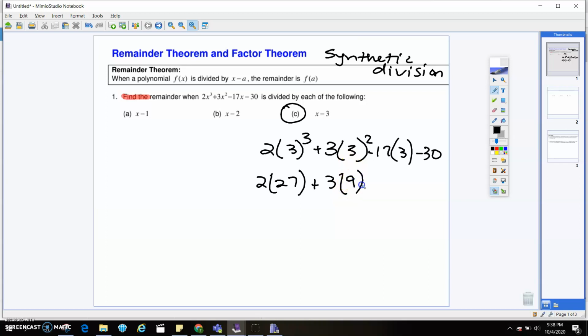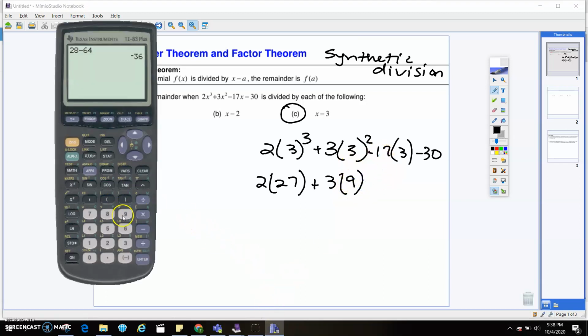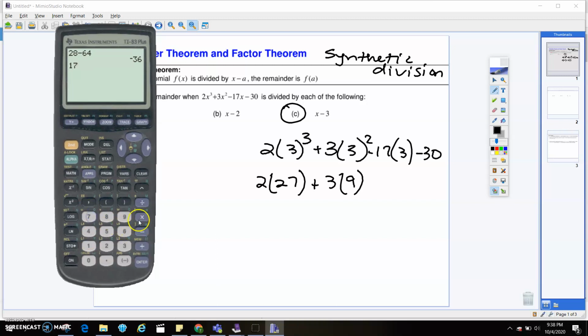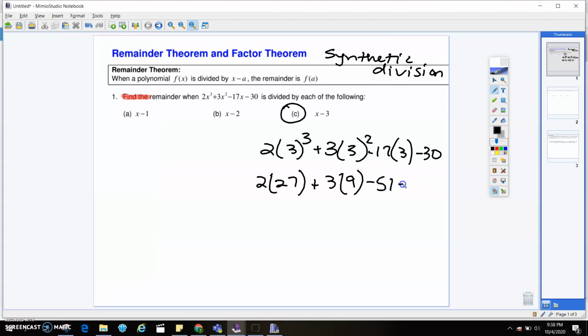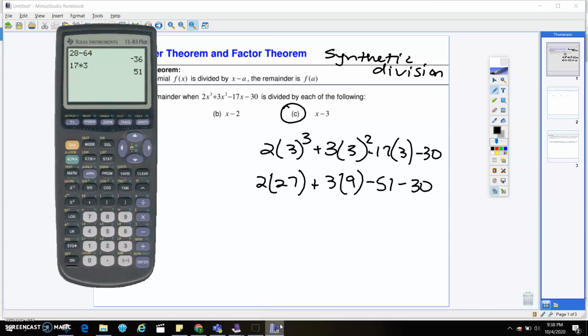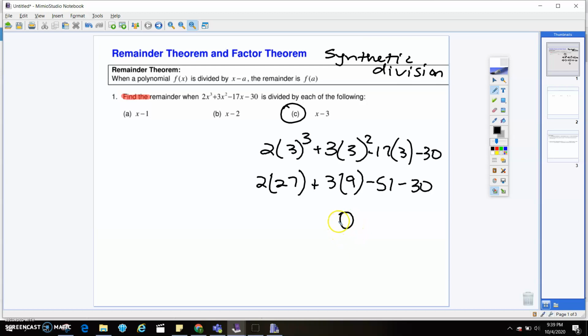3 to the second power is 9. And again, I'm going to have to use my handy dandy calculator because, you know, mental math is tough. Minus 51 minus 30. And I'm going to plug this entire thing into my calculator so we can save a little bit of time. Make sure that you use your parentheses because otherwise it's going to mess you up. 3 times 9 minus 51 minus 30. Oh, that's 0.